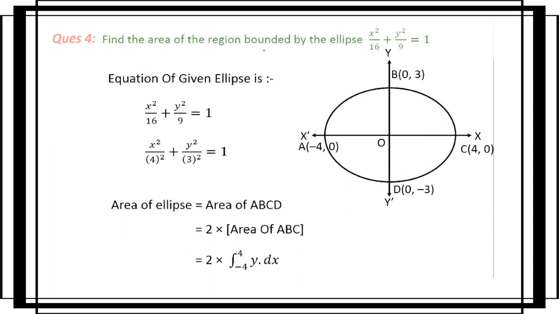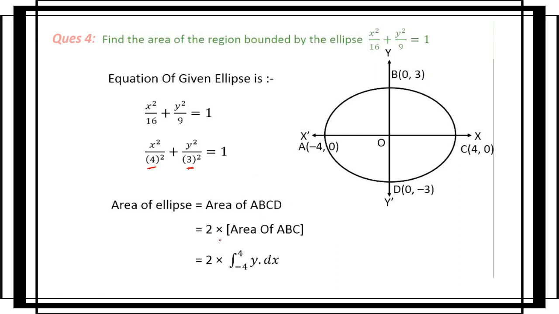Question number 4, find the area of the region bounded by this ellipse. Now we know the standard form of an ellipse, x square upon 4 square. 4 means plus minus, these are plus 4 and minus 4. These are the intercepts of the x-axis. Then we have plus minus 3, right? So these are the intercepts of the y-axis. Equal to 1.